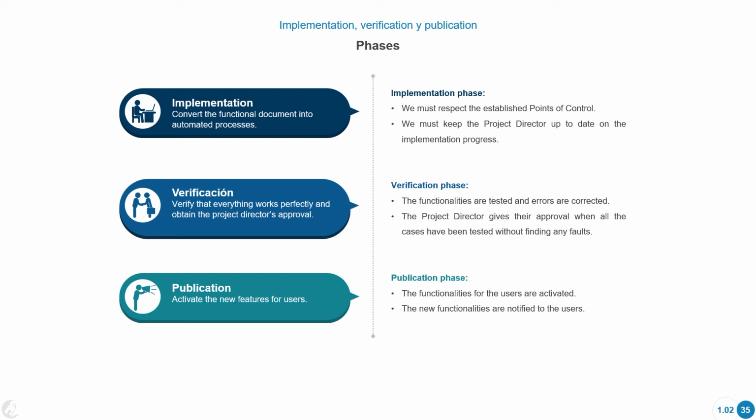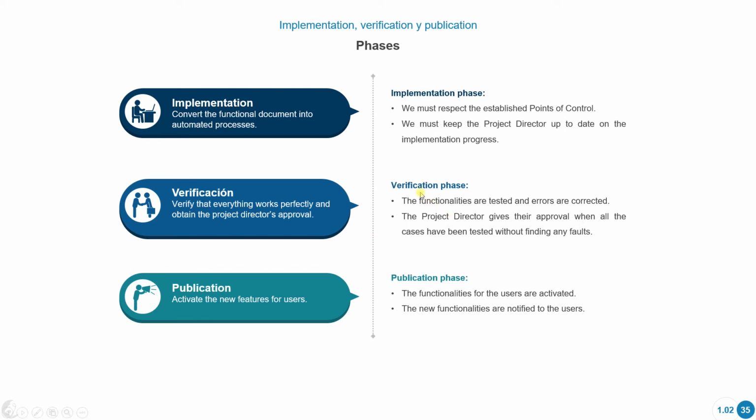As it says here, we must respect the established control points. We must keep the project director up to date with all the implementation process. And we're going to convert that document that we mentioned earlier into an automated process. After that, we're going to the verification phase. We're going to verify that everything works perfectly and that we actually have the director's approval.